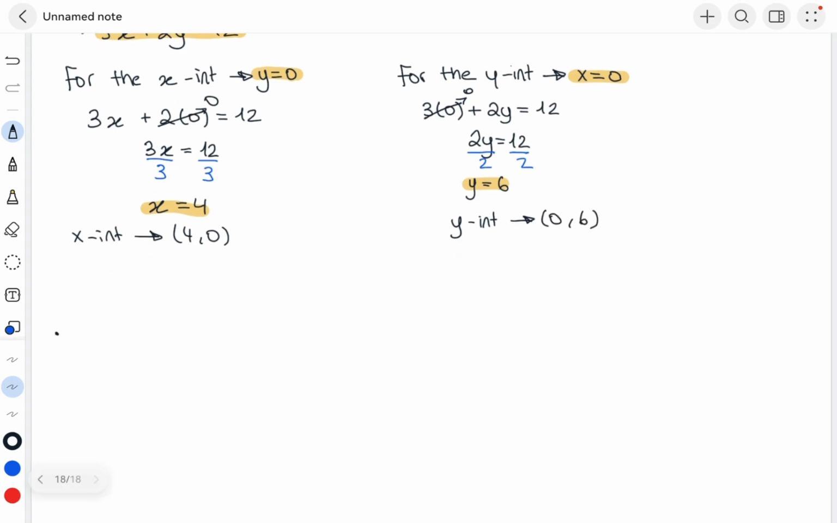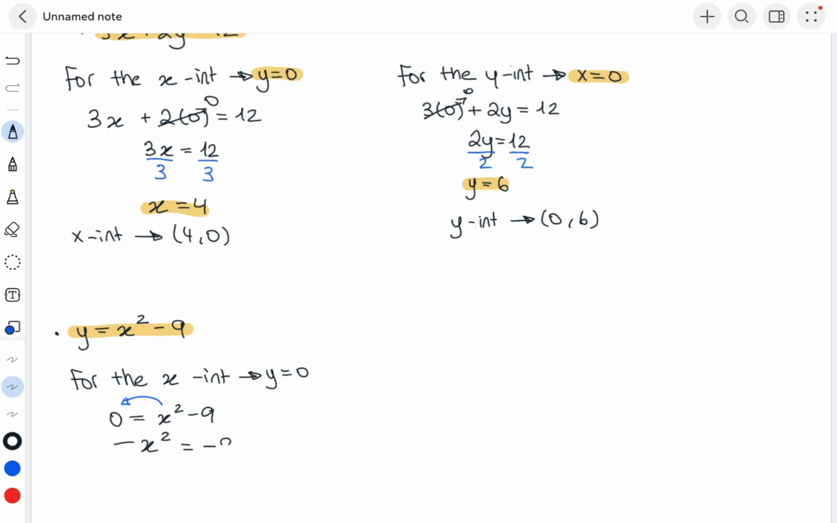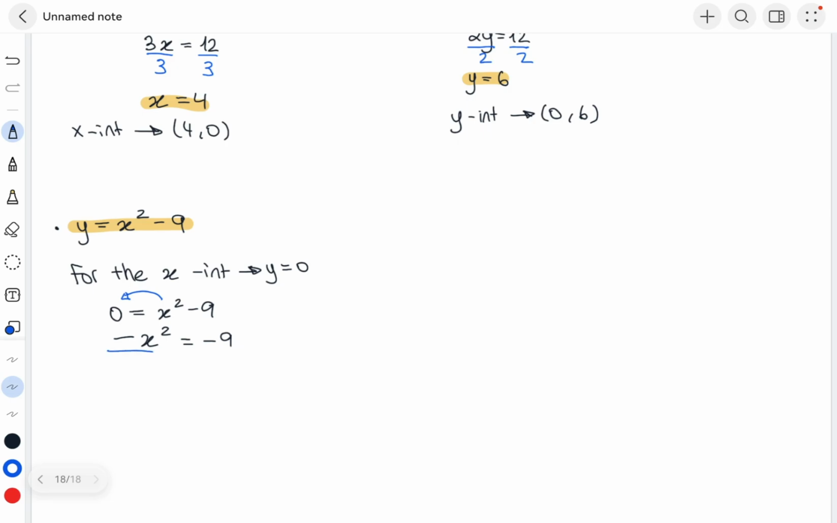Let's do one more example. y equal to x squared minus 9. The same thing. For the x-intercept, y is equal to 0. So equate 0 equal to x squared minus 9. We can take the x squared to that side. We will have negative x squared equal to negative 9. And now we can divide it by negative 1. So we'll have x squared equal to 9.